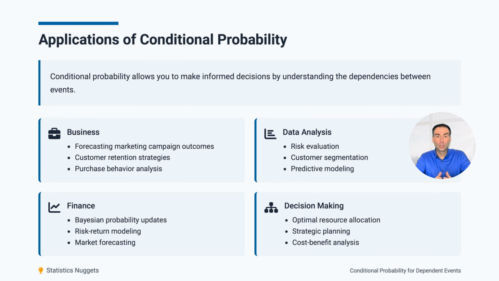Why use conditional probability? In marketing, it helps estimate how many users will complete a conversion path. In data analysis, it's used to segment users or build predictive models. In finance, it's helpful to update the probability of a risk or return. In decision-making, it helps you reason more accurately when new information becomes available. It's a powerful tool that helps you make better informed decisions.